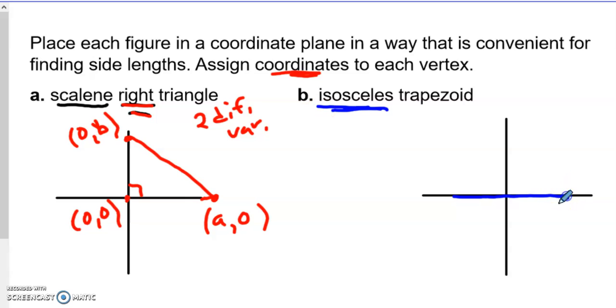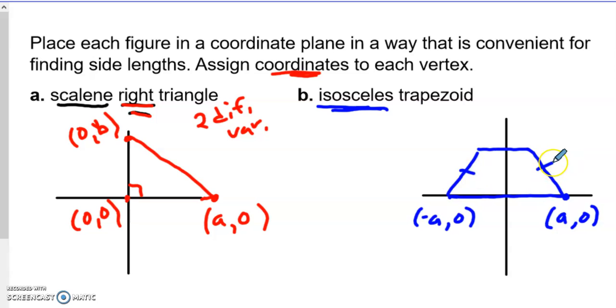I'll call this point here maybe A, 0 as well. And then this distance needs to be the same. So from the origin to this vertex, and from the origin to the other vertex, should be the same. So I'm going to use the same variable, but obviously it's in the negative direction on the x-axis, so I make that a negative. Now I'm going to draw a base on the top, and I need to connect those. In order for this to be isosceles, these legs need to be congruent. Even though that looks slightly longer, they should be congruent.